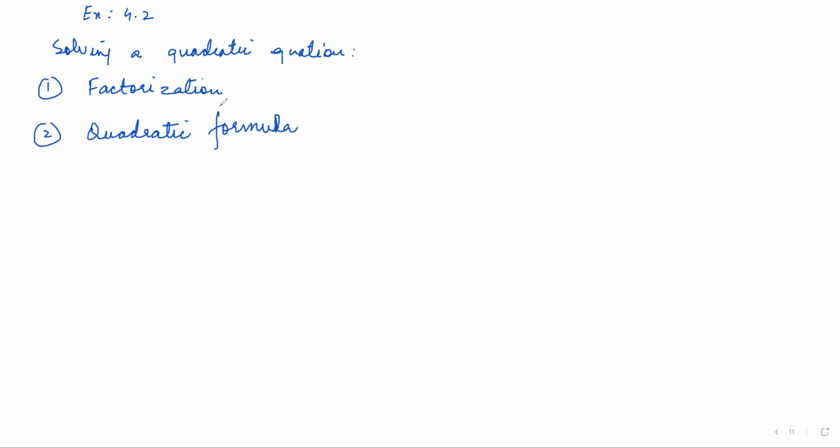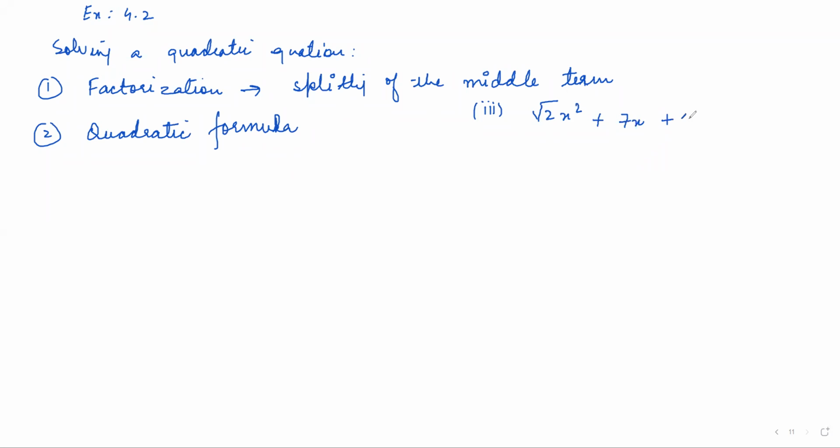So come to the factorization method first of all. It is actually called the splitting of the middle term. A few questions I'll take because I think you are familiar with this method. For example, exercise 4.2, first question. Let me take the third part. Third part is under root 2 x square plus 7x plus 5 under root 2 is equal to 0.